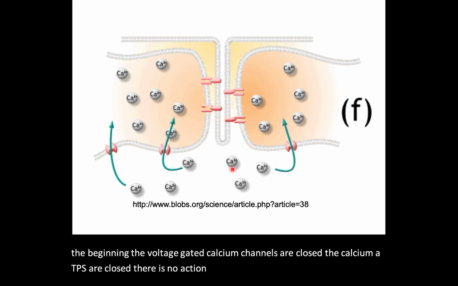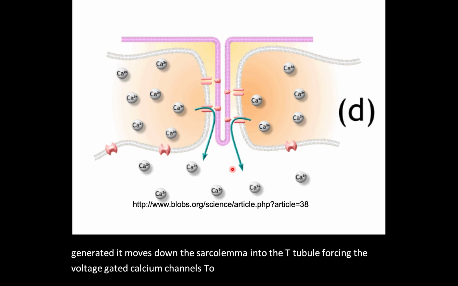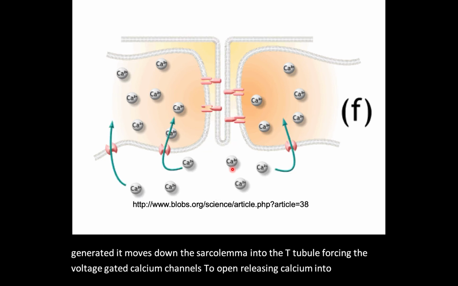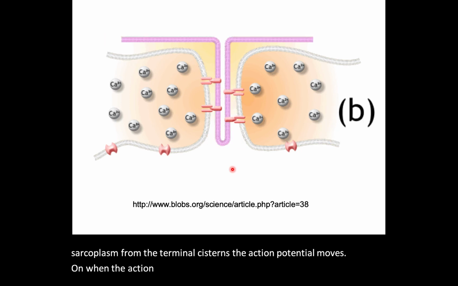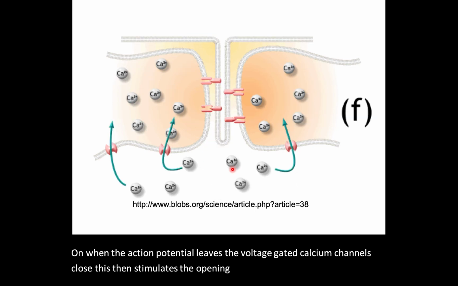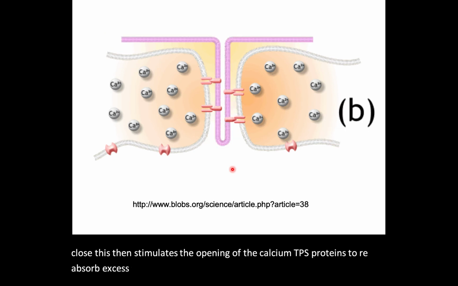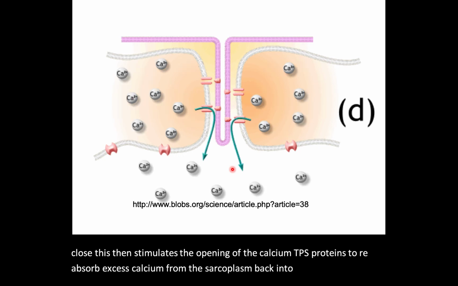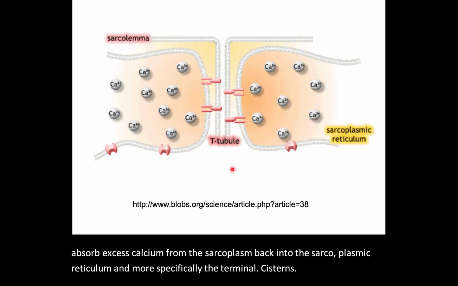An action potential is generated. It moves down the sarcolemma into the T-tubule, forcing the voltage-gated calcium channels to open, releasing calcium into the sarcoplasm from the terminal cisterns. The action potential moves on. When the action potential leaves, the voltage-gated calcium channels close. This then stimulates the opening of the calcium ATPase proteins to reabsorb excess calcium from the sarcoplasm back into the sarcoplasmic reticulum, and more specifically the terminal cisterns. That is what we just looked at here.